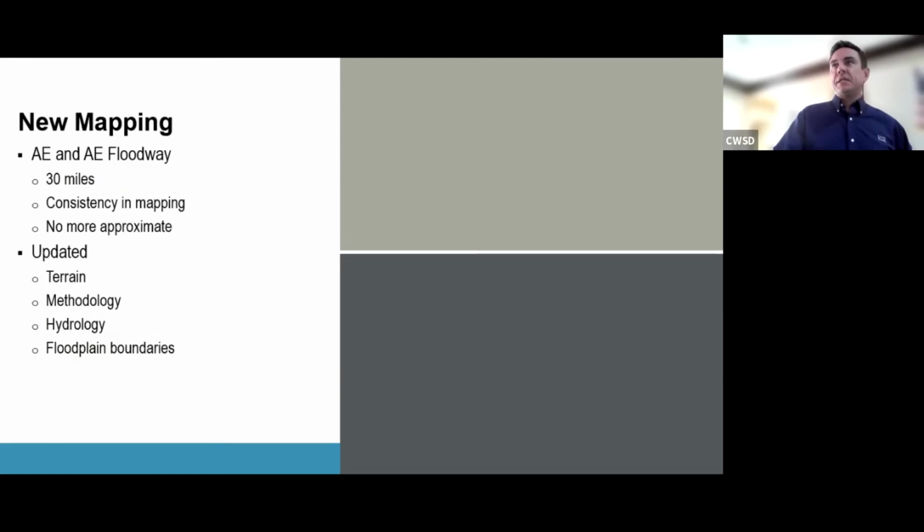The current maps are from the 70s and 80s, and that was outdated technology, outdated modeling, outdated topo. We updated the terrain to be 2019. The methodology is much more robust. The hydrology is revised. It's a completely different study that's more representative of the conditions that exist today.